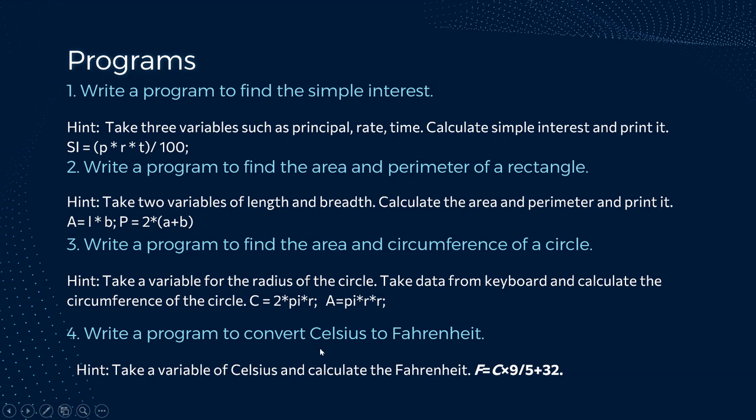Here we will take a variable of Celsius and calculate Fahrenheit. This is the formula: F, that is Fahrenheit, is equal to Celsius into 9 by 5 plus 32. So this one is the formula. Okay, so let's flip to Visual Studio.